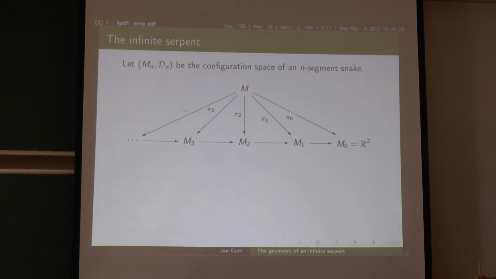What is important is that this is compatible with the constraints. So if you have a 3-segment snake, you make it move according to the constraints, then you forget the last segment. Now you've got a 2-segment snake which is moving according to the constraints. And the other way around, if you take a 2-segment snake moving according to constraints, there is a unique way to make this additional 3rd segment move to still obtain a trajectory tangent to the distribution.